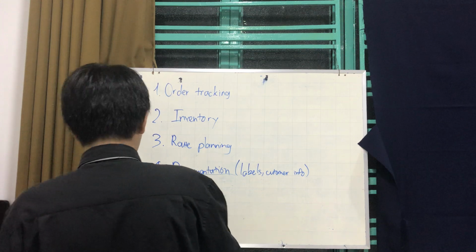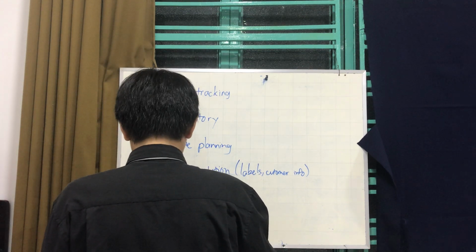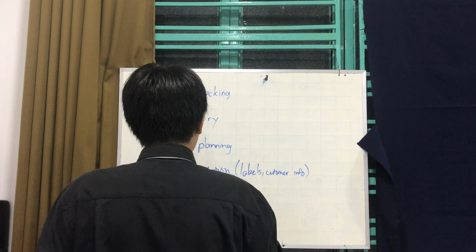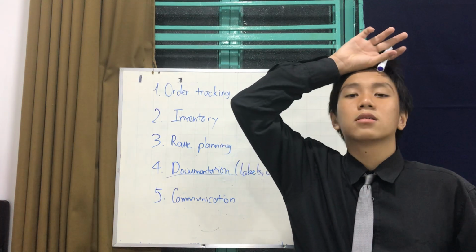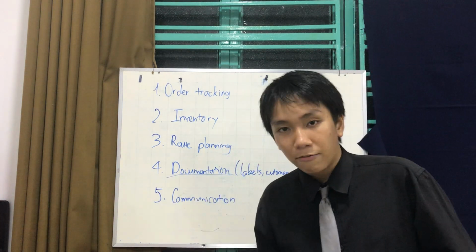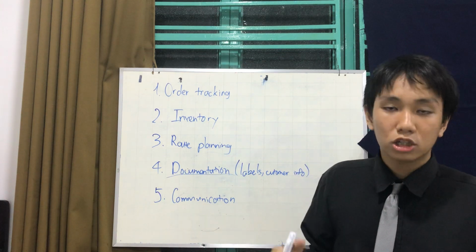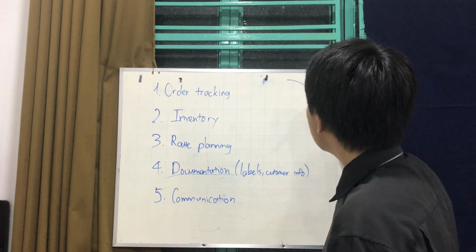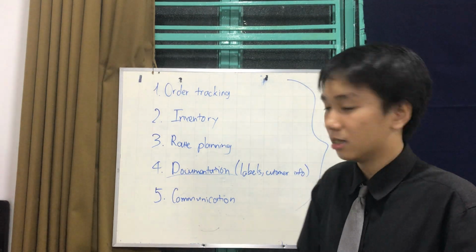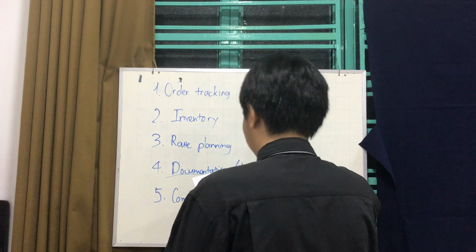Fifth, communication. This may be sending alerts to the customer that your package has arrived, your package is out of the storage facility and things like that. Communication. So remember these 5 things that I'm going to automate in my edition today. So first, let's go with order tracking.